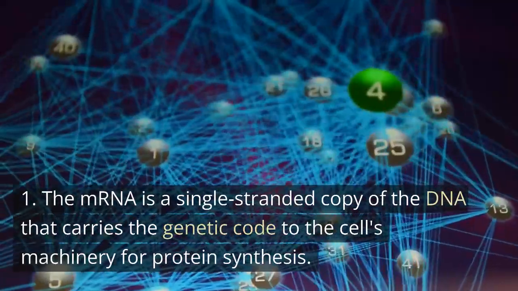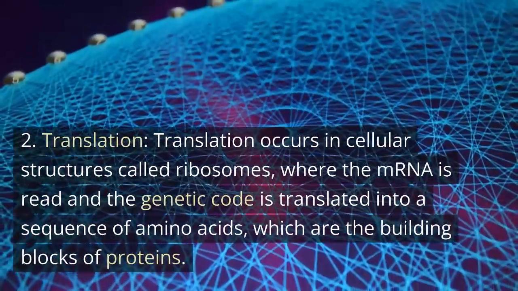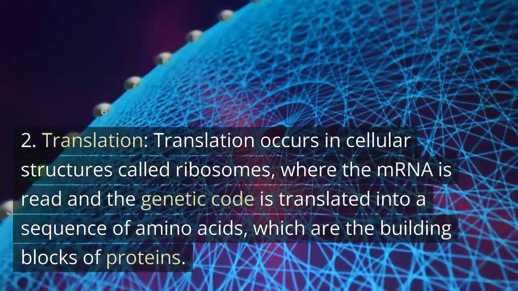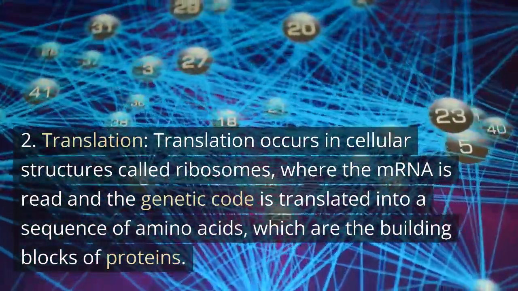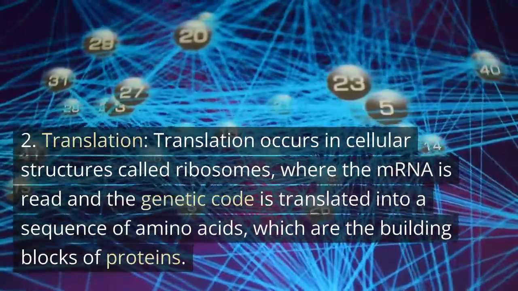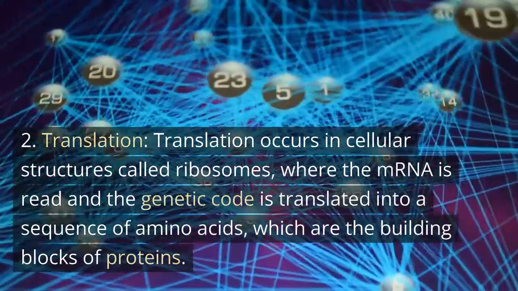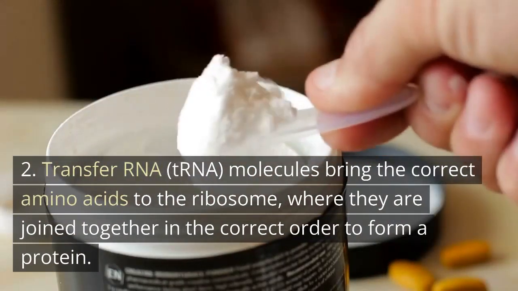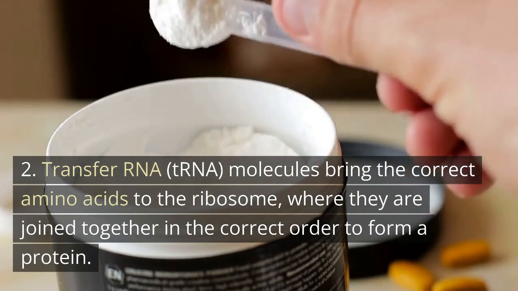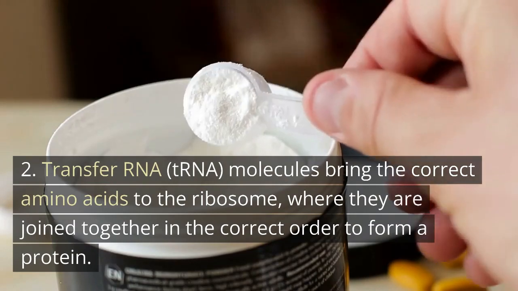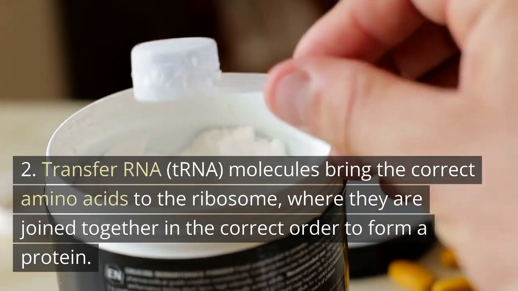2. Translation. Translation occurs in cellular structures called ribosomes, where the mRNA is read and the genetic code is translated into a sequence of amino acids, which are the building blocks of proteins. Transfer RNA, tRNA, molecules bring the correct amino acids to the ribosome, where they are joined together in the correct order to form a protein.